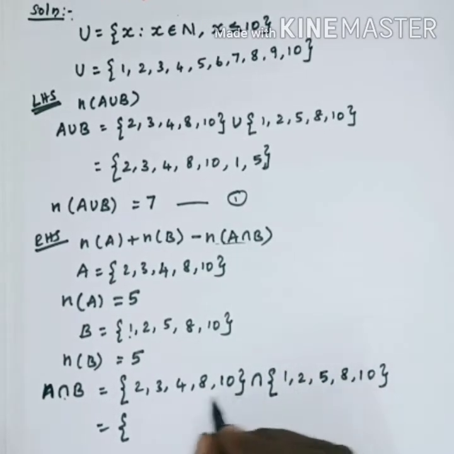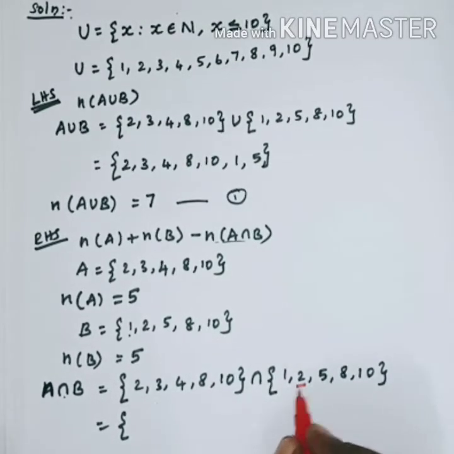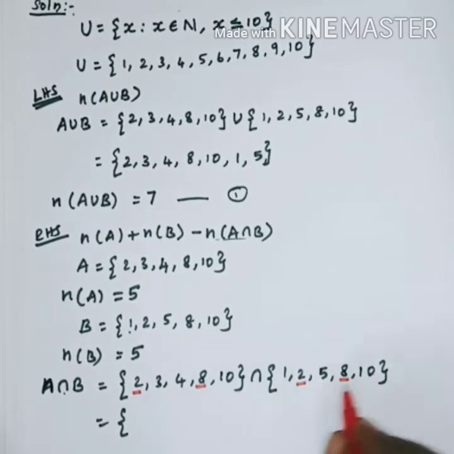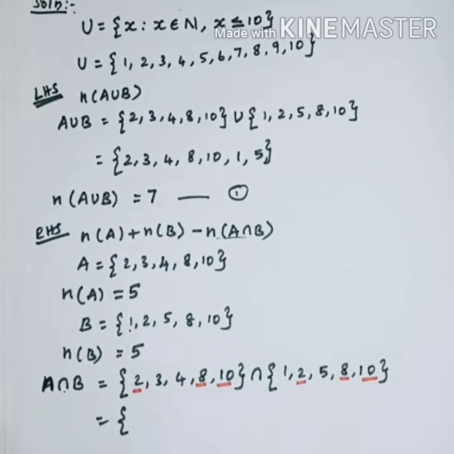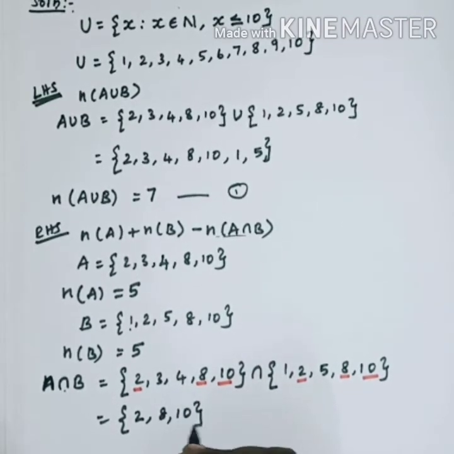The common elements in both the sets. The intersection symbol is given between the sets, so you have to find the common elements. 2 is a common element, 8 is also a common element, and 10 is also a common element. These are the common elements in both the sets. So A intersection B is equal to 2, 8, 10.